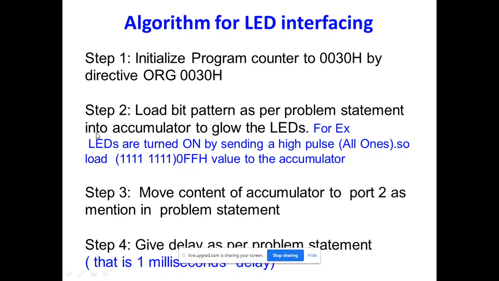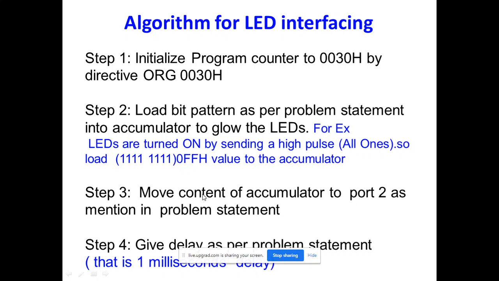In my problem statement, I want to blink all the LEDs. Initially I want to turn on all LEDs, so I'm passing 1 on each pin, P2.0 to P2.7. That's why all LEDs will turn on. These eight 1s are nothing but FFH. But we can't directly place FF; we must pass it with a 0 in front, because it starts with an alphabet. That's why I am placing #0FFH into the accumulator in the second step.